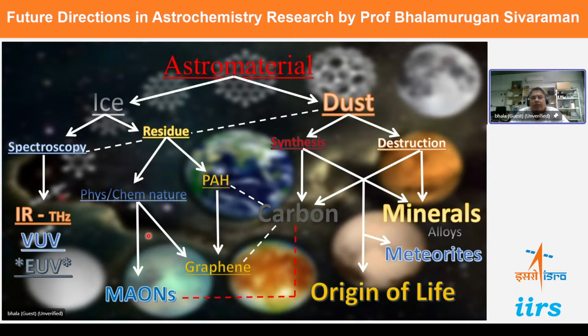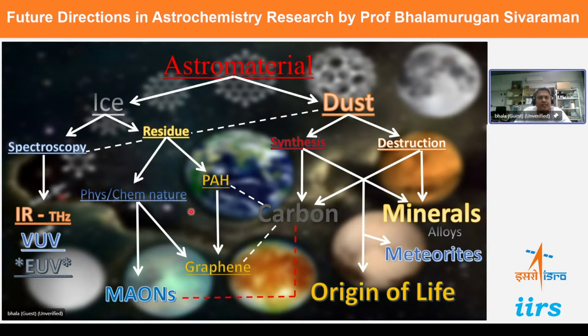And we have come across calling the chemistry that is happening within the solar system or in deep space, which involves the dust, of course, the gas and so on. We start calling them astromaterials.